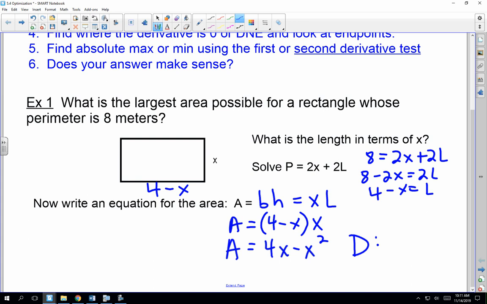Why do you say 4? The length would be 0. Yeah, so if you plugged in 4, the length would be 0, and you'd have no area. So it's between 0 and 4. That's pretty common for these. So the domain is between 0 and 4.